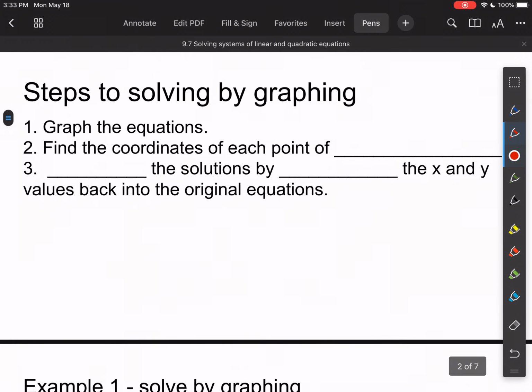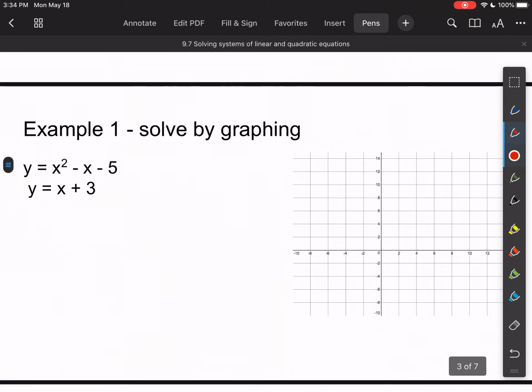All right, so steps to solving by graphing. First of all, we're going to graph the equations independent of each other. Then number two, we're going to find the coordinates of each point of intersection. So if you're following along in your notes, intersection goes there. And then step three, we are going to check our solutions by substituting our x and y back in to see if it makes sense. All right, so let's try this out.